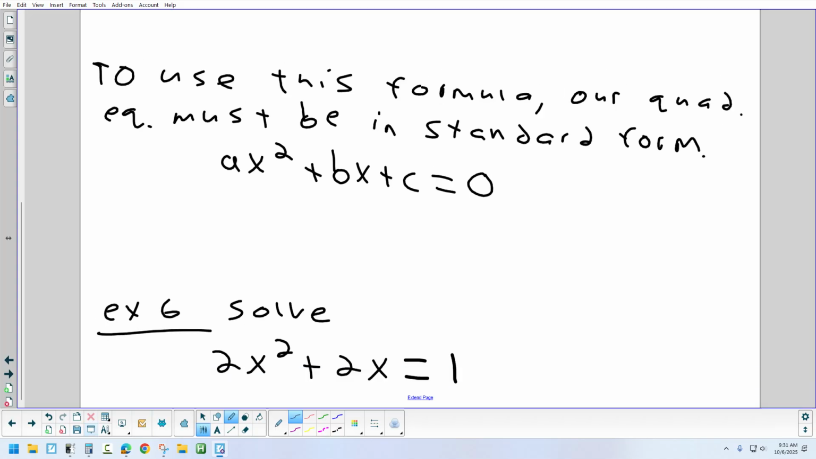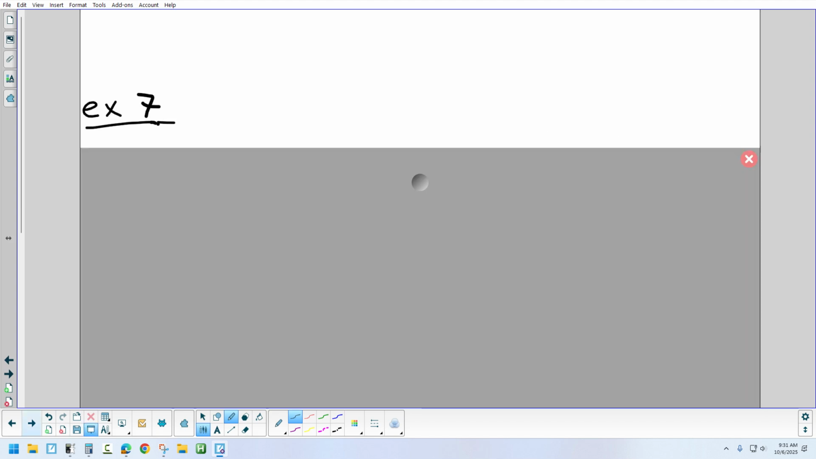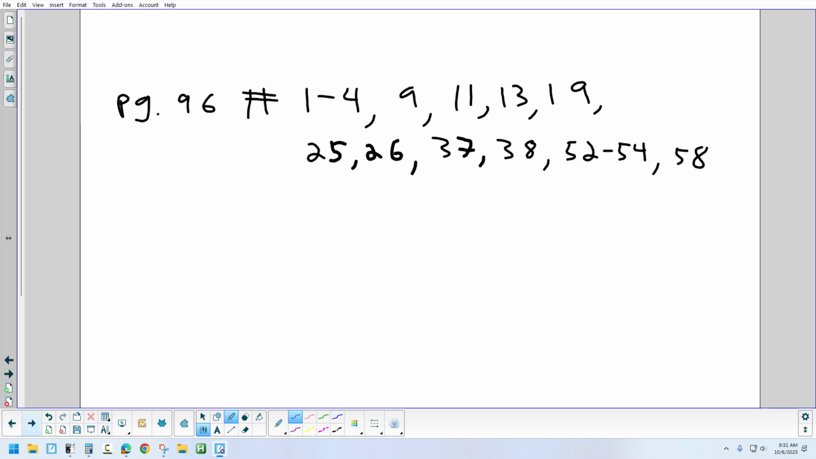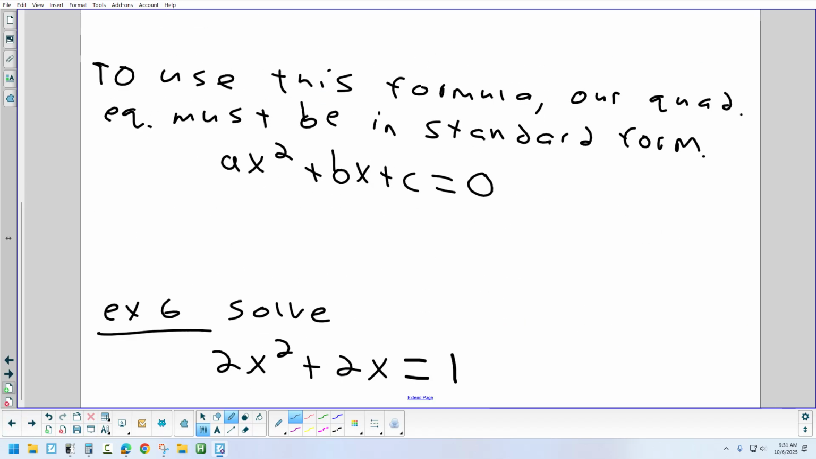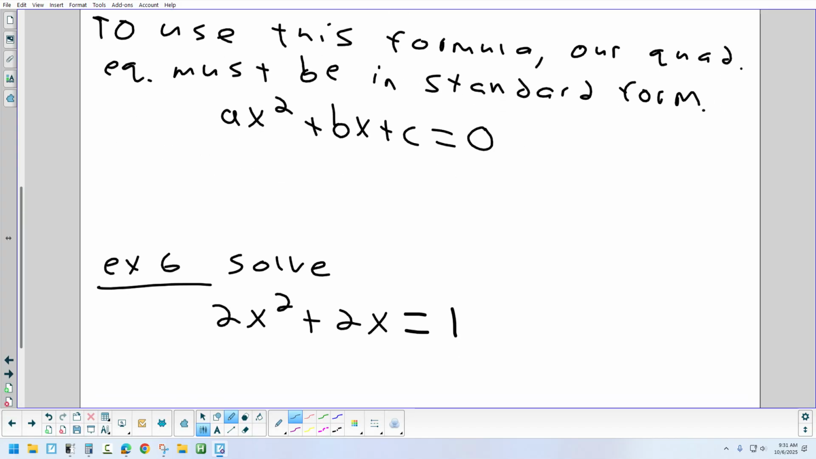And let's try solving this one. Okay. And for this one, we'll do quadratic formula. Okay, so first step, is that equation in the right format? No. What do we have to do to get it in that standard form? Subtract 1, equal to 0. Okay, so let's get it equal to 0. Now we've got it in standard form.